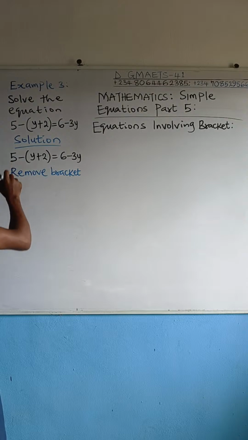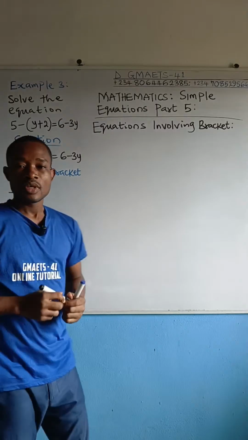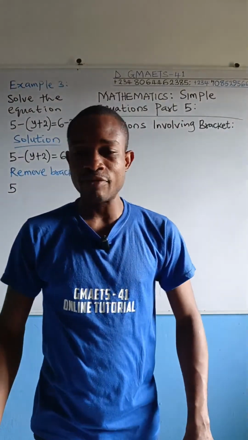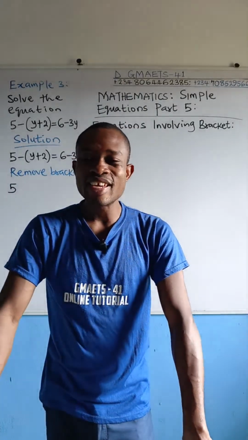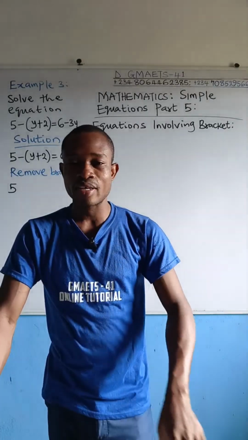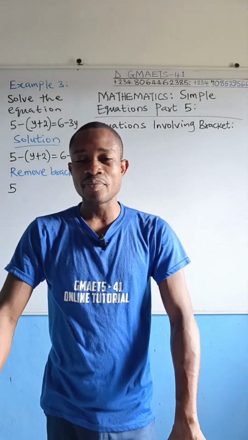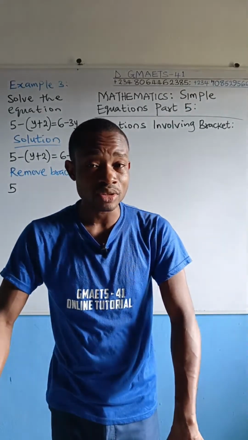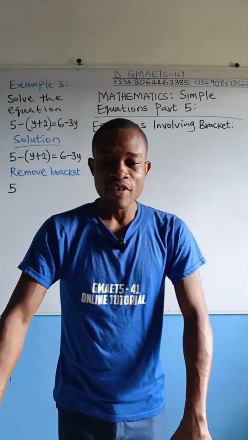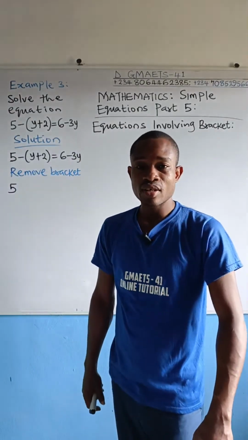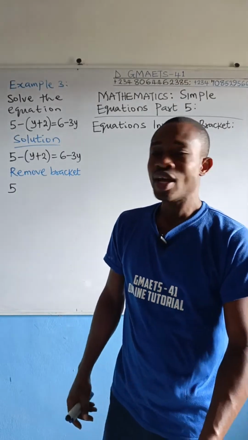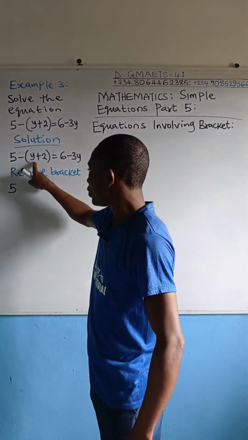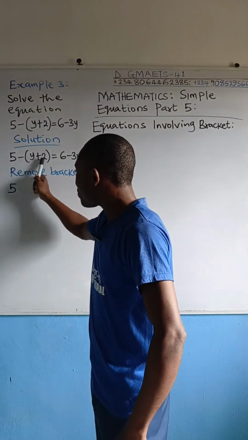For that reason, I'm going to bring down my 5 the way it is. I'm using minus 1 to open the bracket. Remember the secret I gave to you. It's secret number 6. If a negative number is opening a bracket, the signs inside the bracket will do what? Change. I repeat, if a negative number is opening a bracket, the signs inside the bracket will do what? Change. And that is what we see here. This is minus 1 opening the bracket. So all the signs inside the bracket will change.